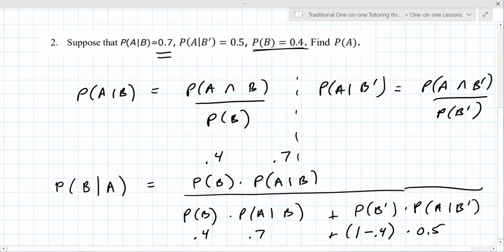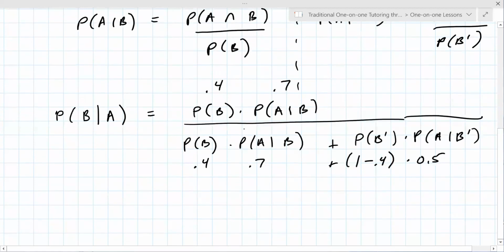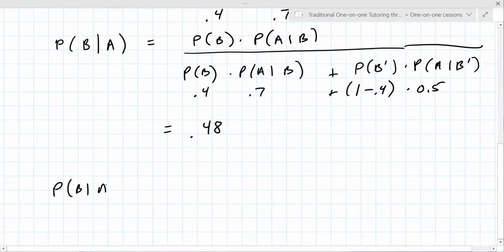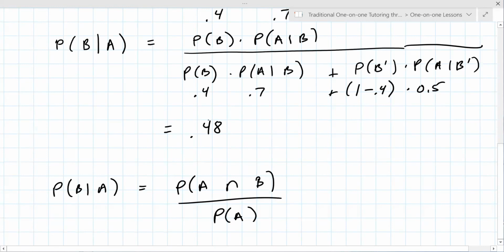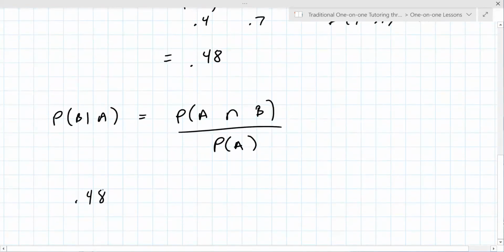So how is that helpful? Well, once you have this number, which we're about to get, that number is put in a calculator. Looks like it's like 0.48. The probability of B given A is then the probability of A intersect B over the probability of A. And this number here, 0.48, is the one on the left.